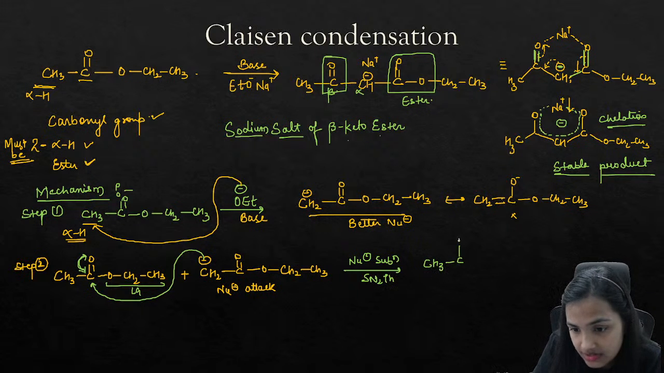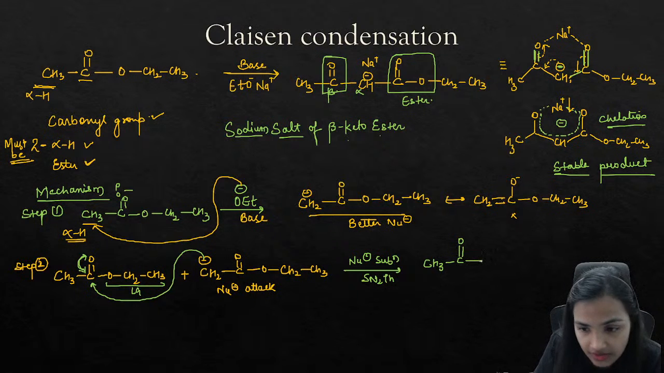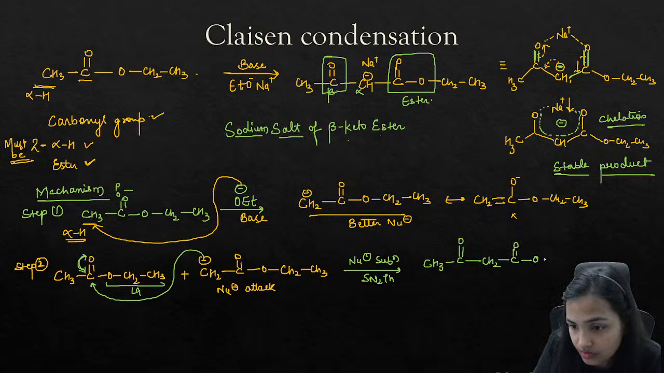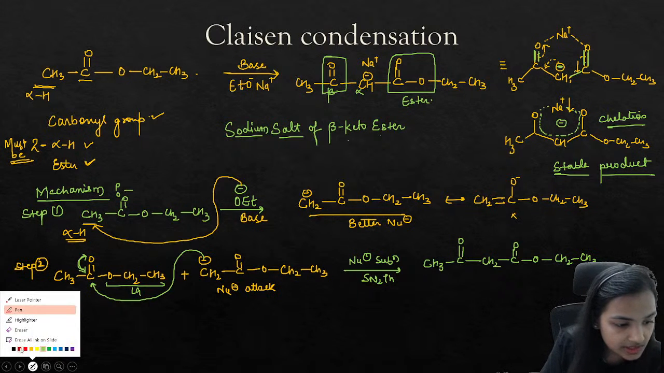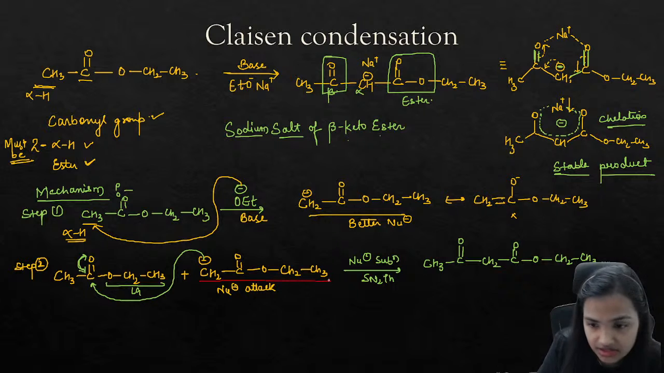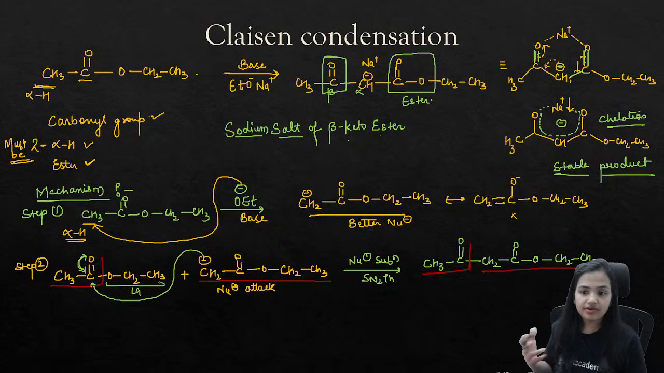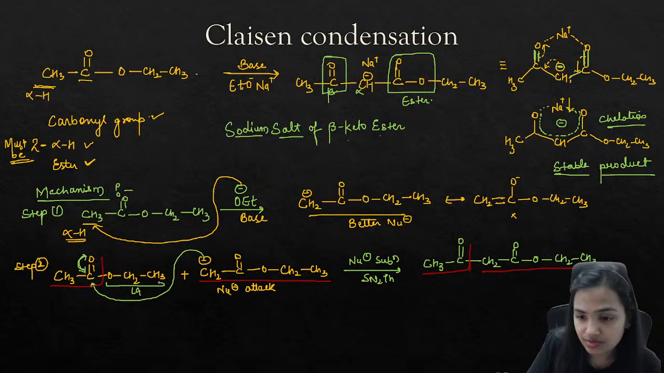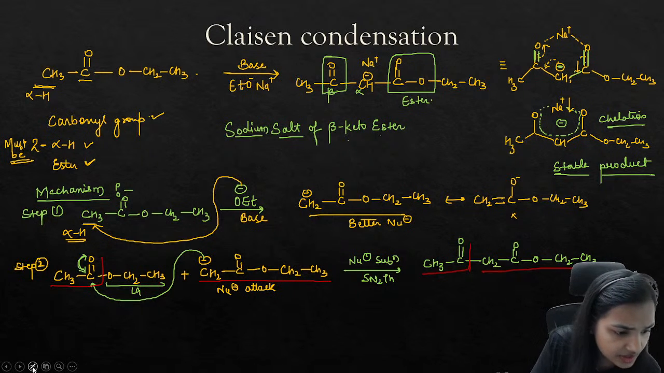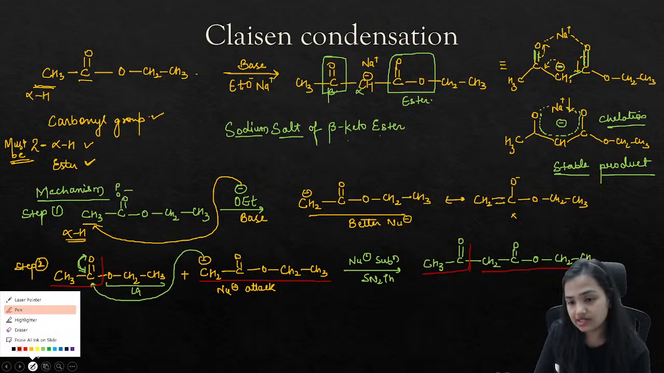Ultimately we will be getting C double bond O, and here the leaving group will leave, and we will be getting CH2 C double bond O, O, CH2 CH3. So if you see what I have done, this part has attacked over this part, and this is the leaving group which has been left. Is this clear? Now this is beta keto ester.